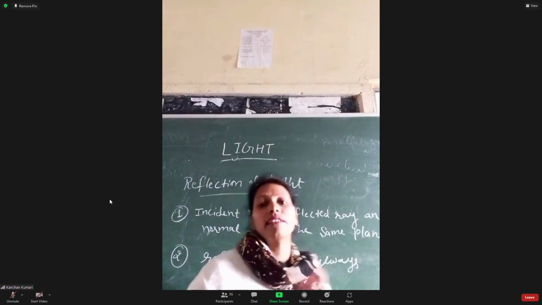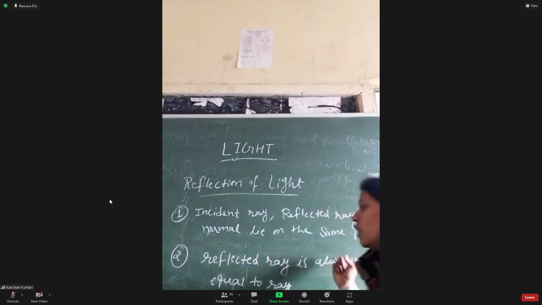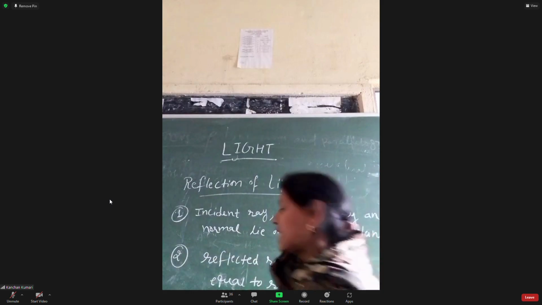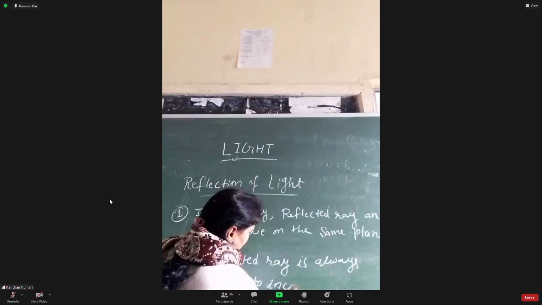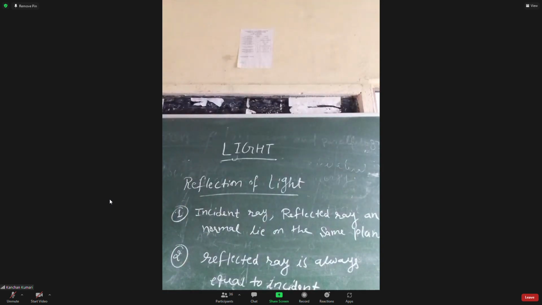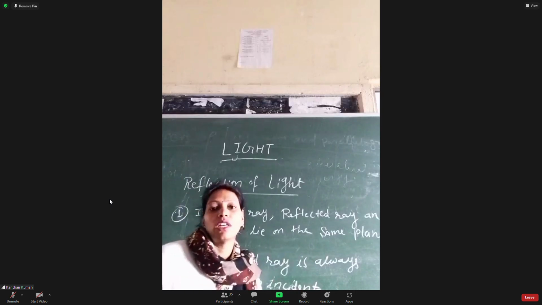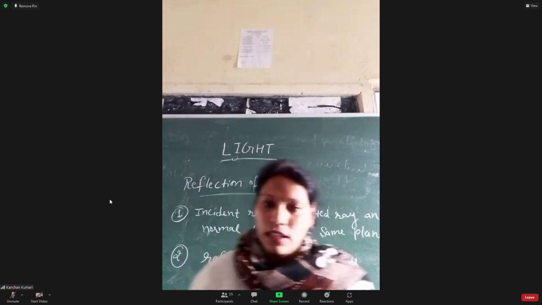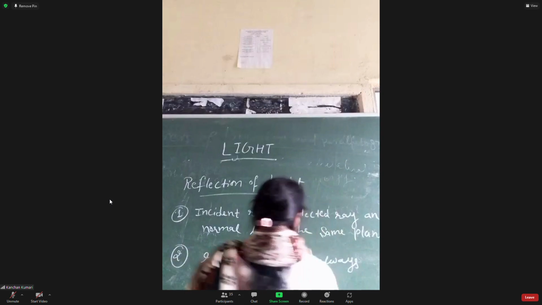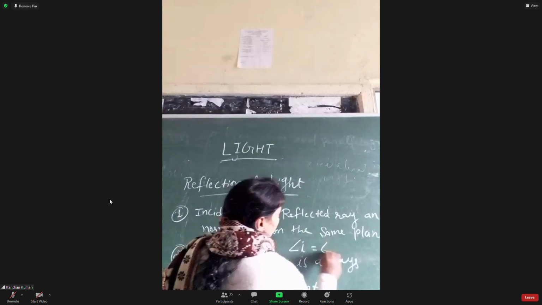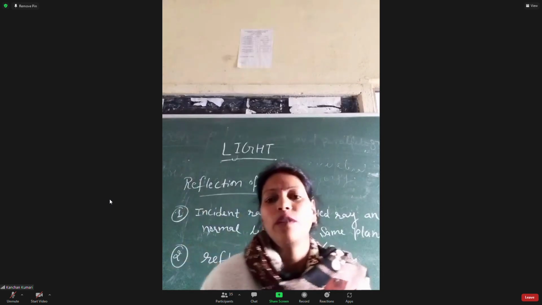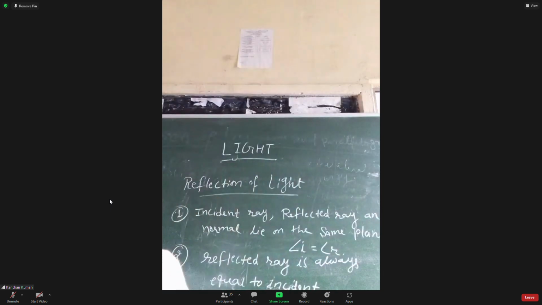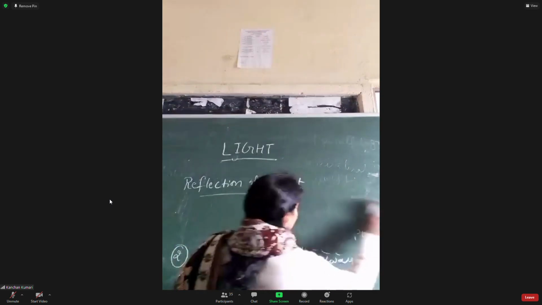The angle formed by the reflected ray is equal to the angle formed by the incident ray. The reflected angle is always equal to the incident angle. So that is, angle of incidence equals angle of reflection. These things were already discussed in class; we are just making a preview. Okay, next topic.